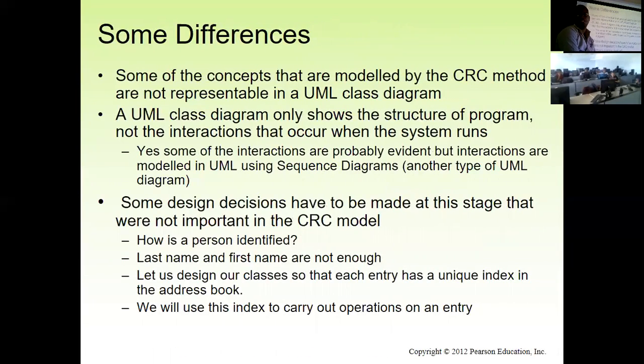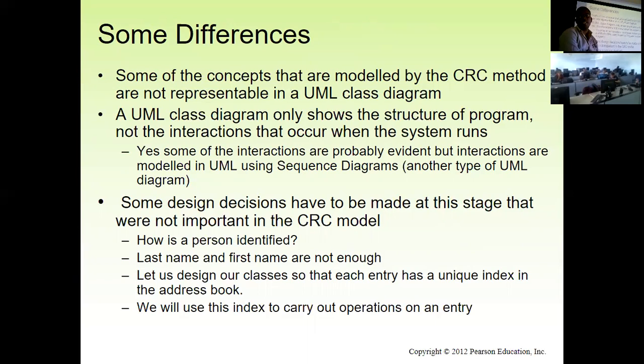There are some differences though. Some concepts that are modeled by the CRC method are not representable in a UML class diagram. A UML class diagram only shows the structure of the program, right? Not the interactions that occur when the system runs. Of course, interactions are modeled using a separate UML diagram called a sequence diagram, right?